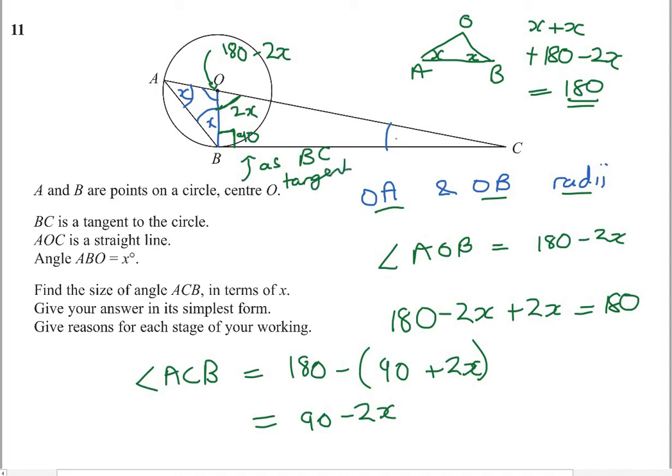So what else have we got? Angle AOB is 180 minus 2x as angles on a line. Okay, and I think we're probably good there. So I'm not putting in every single reason. I'm hoping you'll be able to do that for yourself, but I'm just giving you the rough ideas. So that's our answer, 90 minus 2x, and that is in its simplest form.